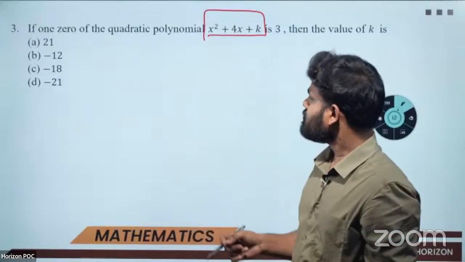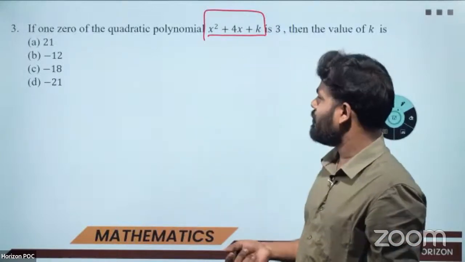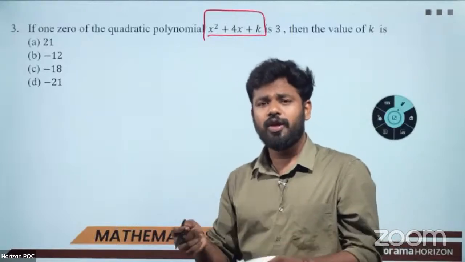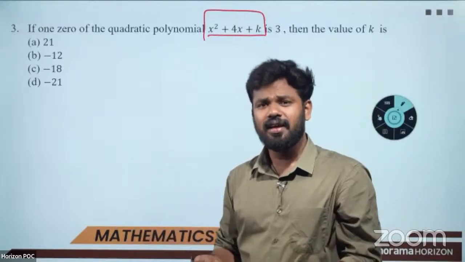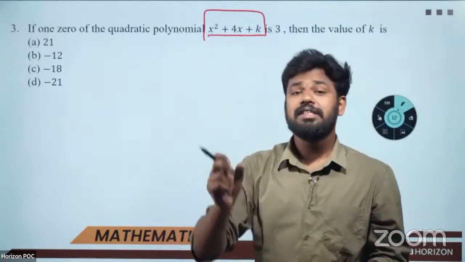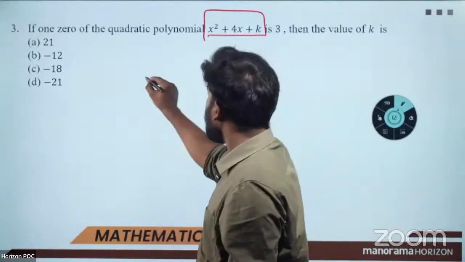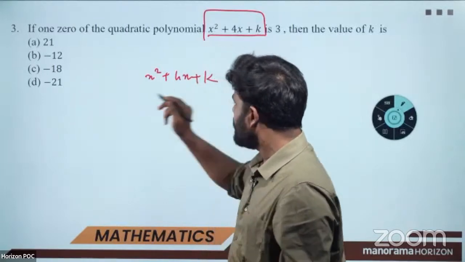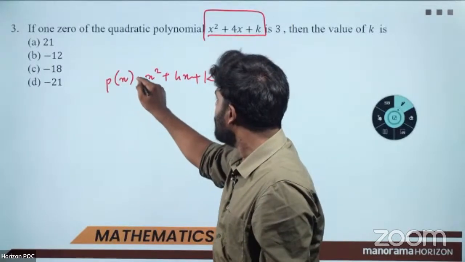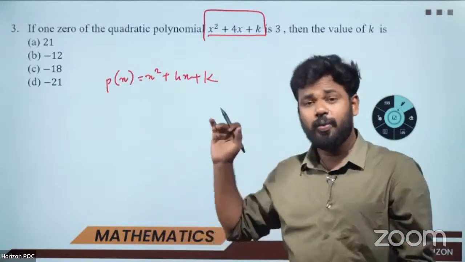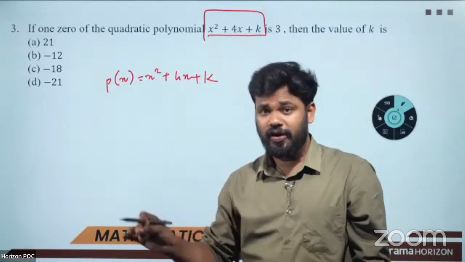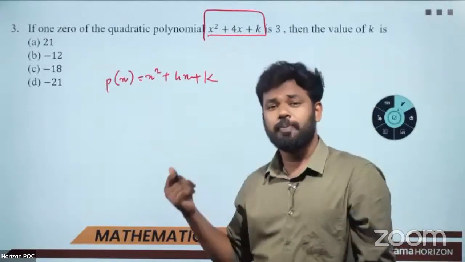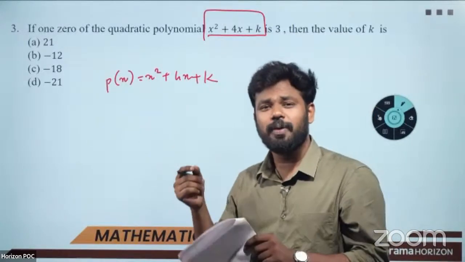That is the question. So whenever you are given a polynomial, and whenever you are given a zero of that particular polynomial, how can you find out the values that are missing there? Just put that zero inside that polynomial. So I have the polynomial here as x square plus 4x plus k. That is a polynomial p of x. They won't be giving it as p of x in the question, but we generally take it as p of x. So I took the polynomial as p of x, that is x square plus 4x plus k.